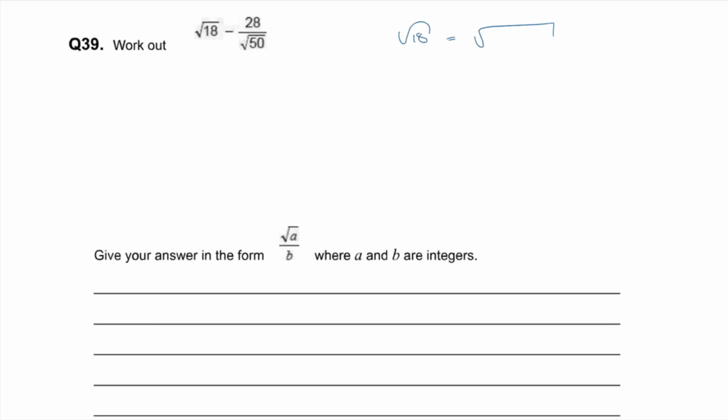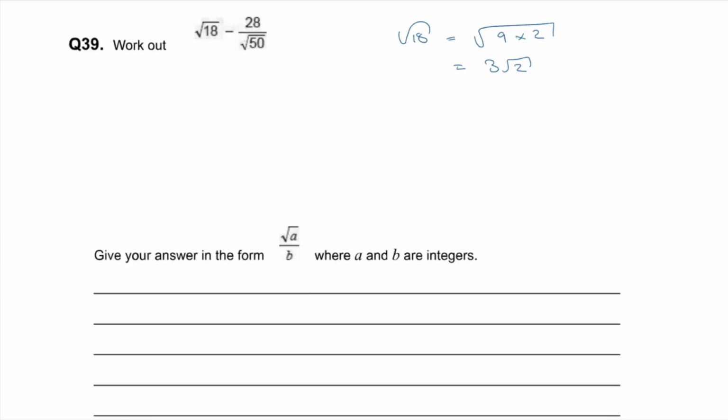Well, 9 is, isn't it? 9 times 2 is 18. And the reason why you're looking for square factors is that you can then square root your squares. Square root of 9 is 3, so that's the same thing as 3 root 2. So you can break it into two different parts. You can square root the 9 part, get 3, and it just leaves you as 3 root 2. So we know root 18 is 3 root 2.